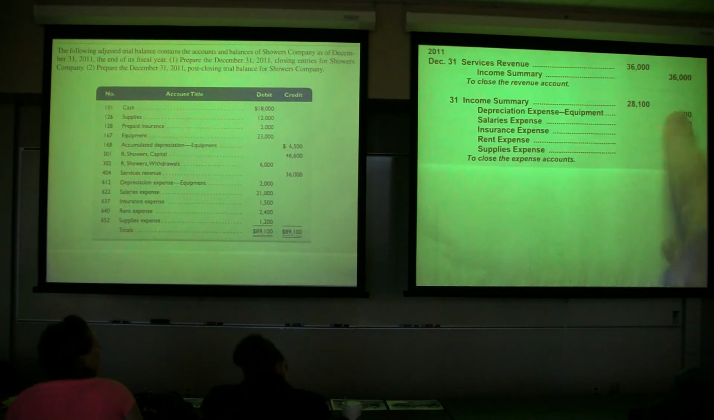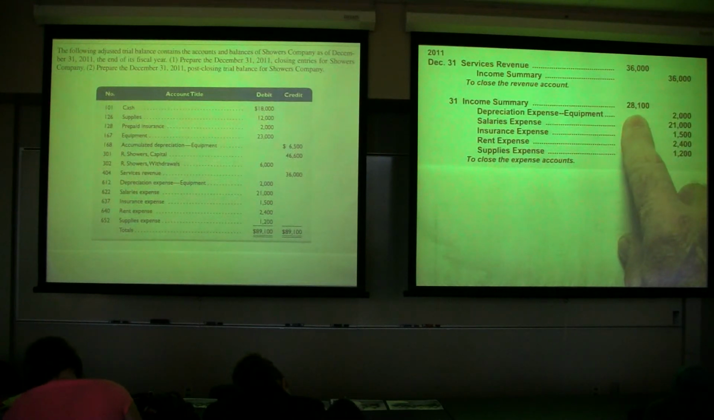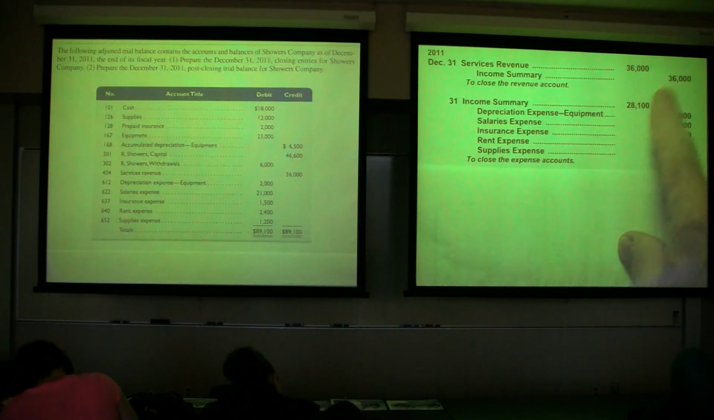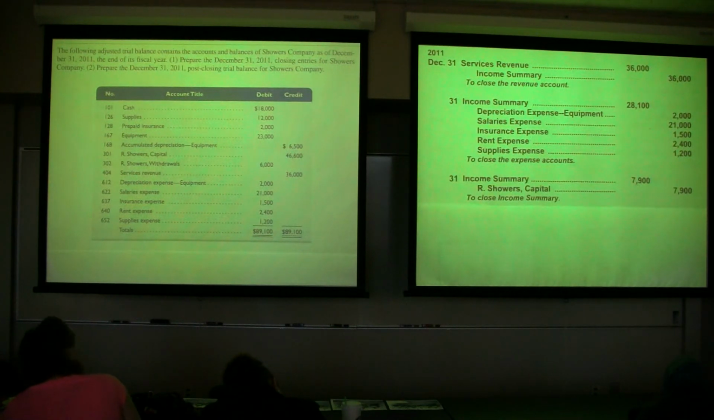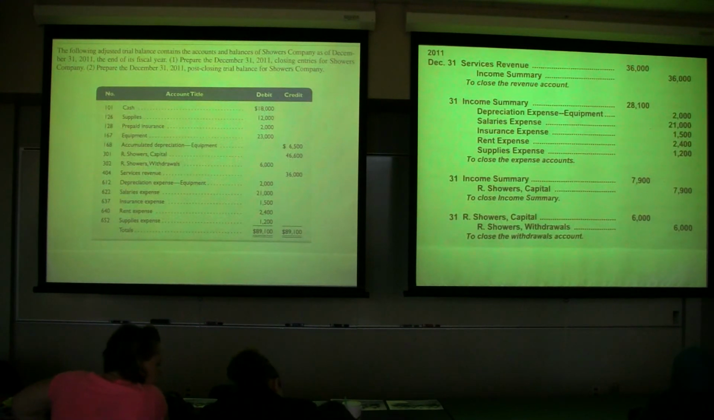Now, 36,000 minus 28,100, that will give you the amount of the net income. And you transfer that net income from income summary to capital. And then the last step is you close withdrawals to capital.